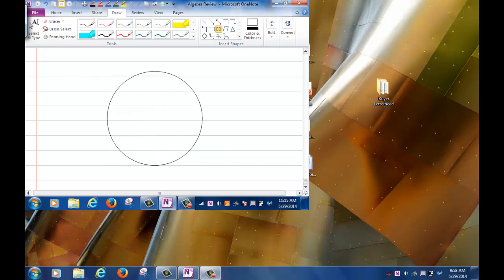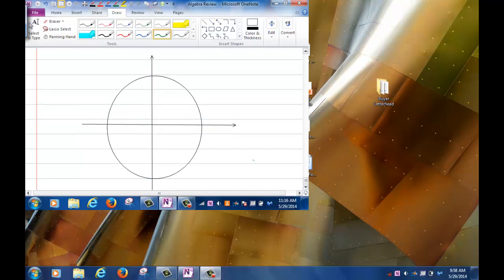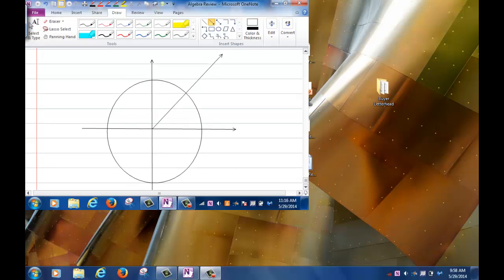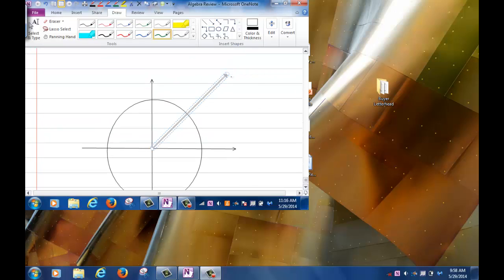Here's, let's say, a unit circle. And let's say here is the x-axis, and here is the y-axis. I'm going to make a couple of angles here. Let's say this is about half, even if it is not. So this would be pi over 4, right?